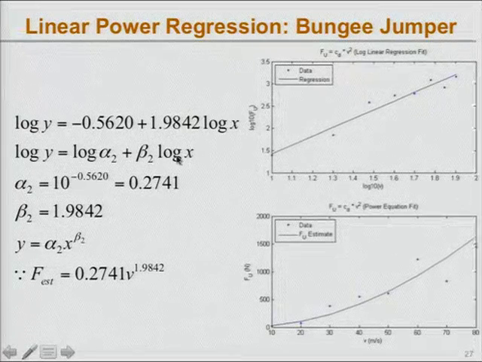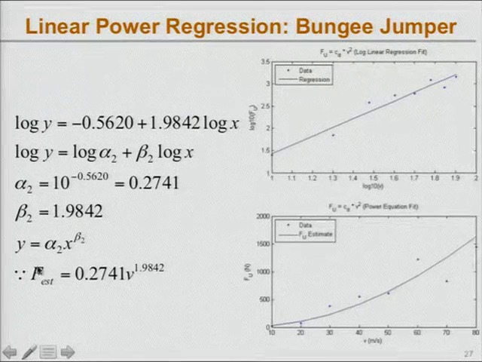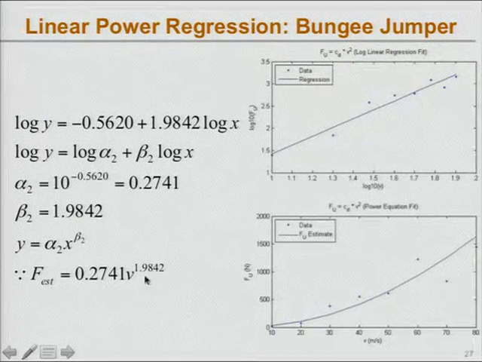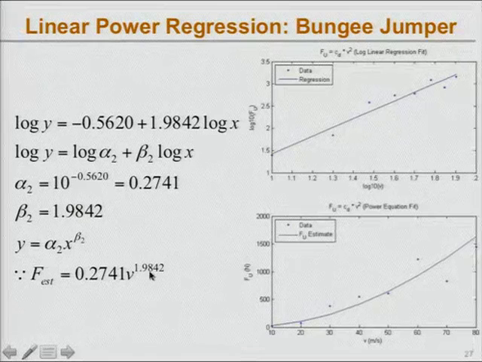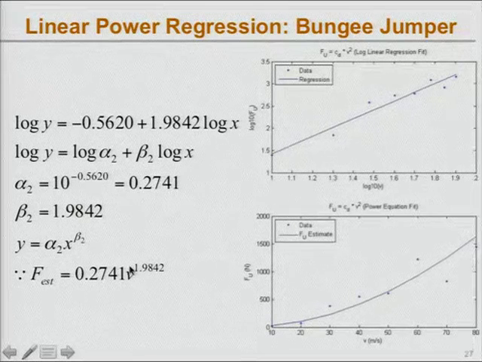So we just exponentiate this, which becomes y equals alpha 2 x to the beta 2, or y equals force. Remember, force and y are the same. Force is equal to 0.2741 times the velocity to the power 1.942. Now 1.942 looks pretty close to 2 to me. So the best fit for this data is actually a quadratic. The best power law fit to this data is almost a quadratic.